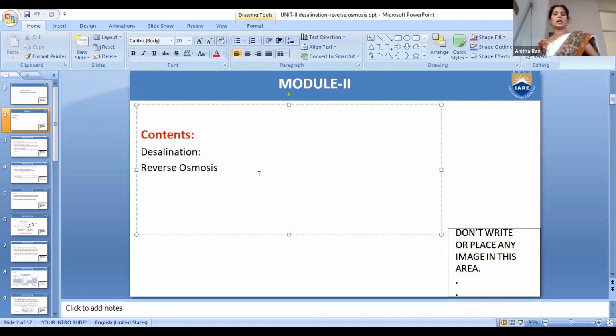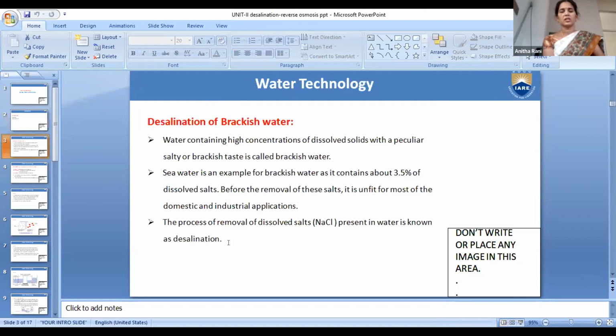The last topic is desalination. So what does desalination mean? This is the last topic, students. Desalination means the process of removal of NaCl present in water. Sodium chloride. The process of removal of dissolved salts like sodium chloride present in water is known as desalination.